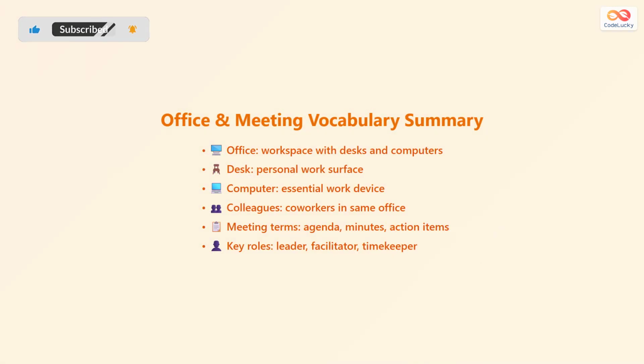Here is a summary of important vocabulary. The office is a workspace with desks and computers. A desk is a personal work area. A computer is an essential device for work. Colleagues are coworkers. Meeting terms include agenda, minutes, and action items. Important roles are leader, facilitator, and timekeeper.